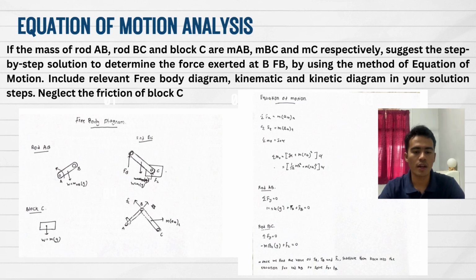So with this equation of motion, we can find for rod AB the force Fy equals m a_G, and after that we can find it for rod BC. So once we find the values of TA, TB and FC, substitute them back into the equation for rod AB to solve for FB. Thank you.